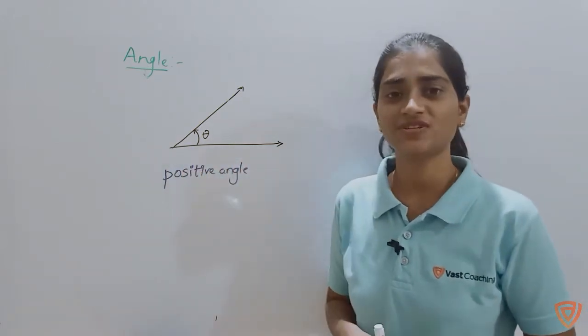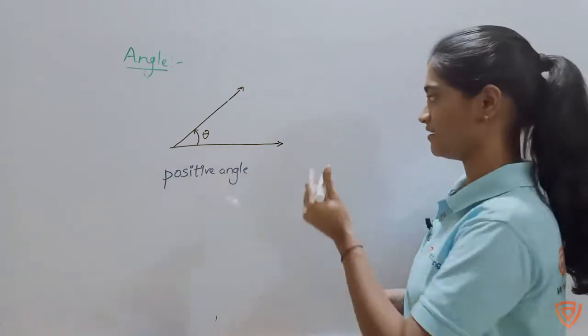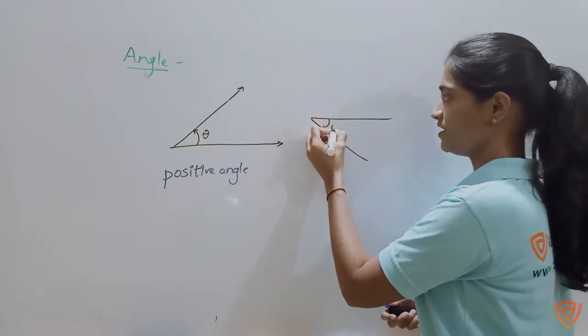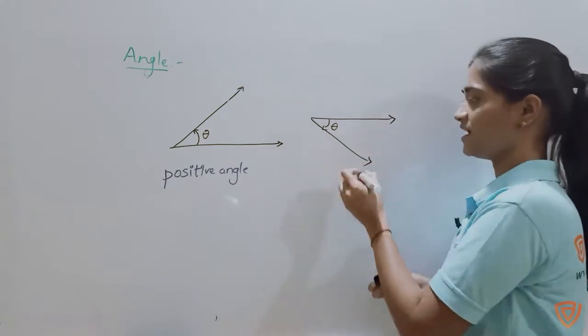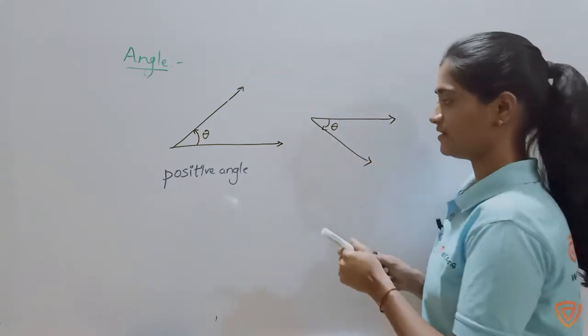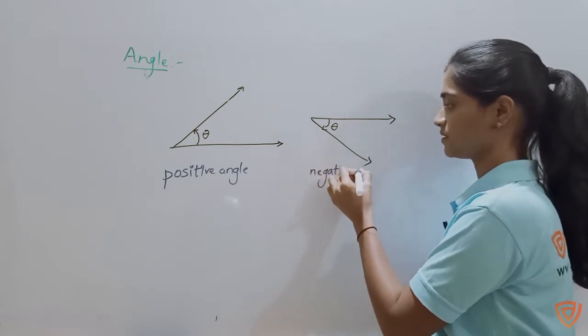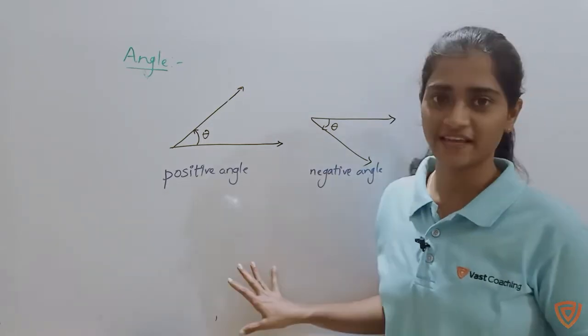If the rotation is in the clockwise direction, we call it a negative angle. Suppose if I take this angle in the clockwise direction, that we call a negative angle. So this is the difference between positive and negative angle.